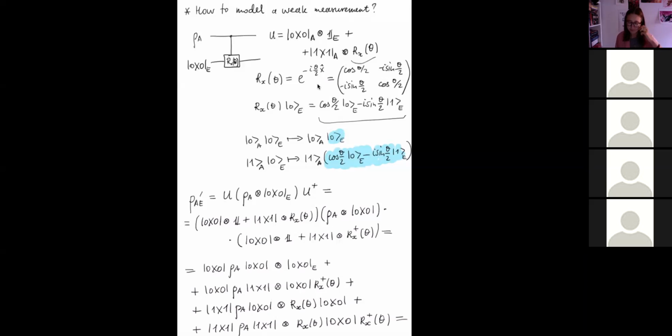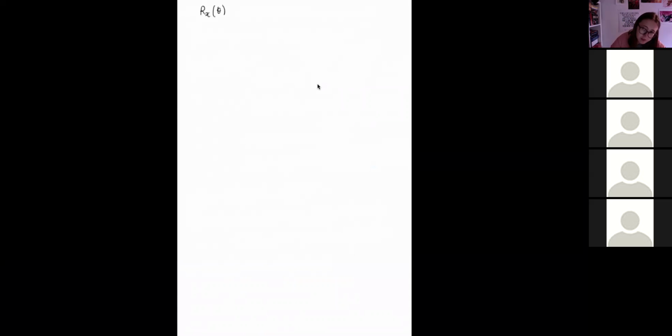Okay, good. Now instead of Rx of theta acting on 0 and Rx dagger of theta acting on 0, let us input the exact expressions for that. So we've seen that Rx of theta acting on |0> gives cosine theta over 2 |0> minus i sine theta over 2 |1>. And its Hermitian conjugate, Rx dagger of theta acting on the bra of 0, gives cosine theta over 2 <0| plus i sine theta over 2 <1|.